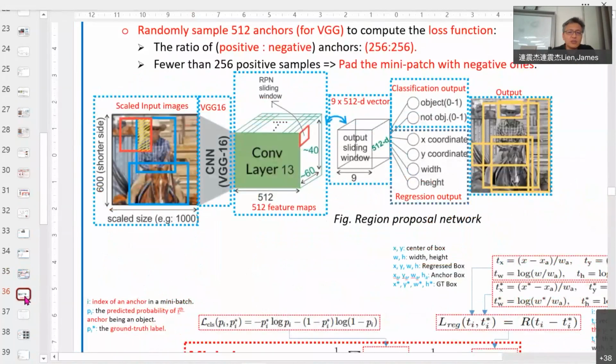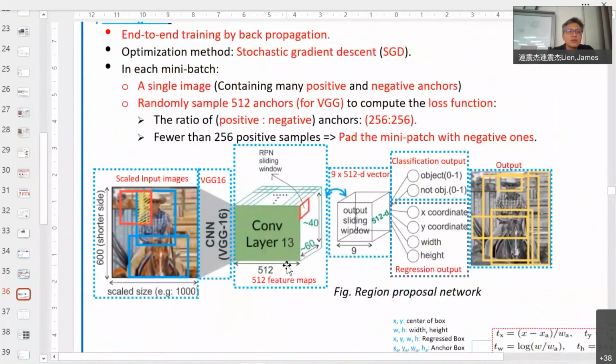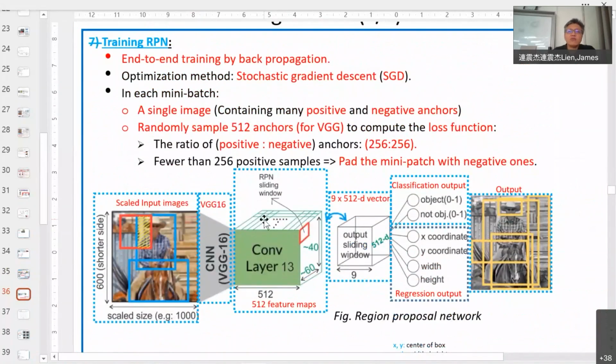Go to next page. So continue. That's the definition for the loss function. So the region proposal network here. Okay. So the output is this one. Our output is the XYWH. Our class is only foreground object and background, not object.